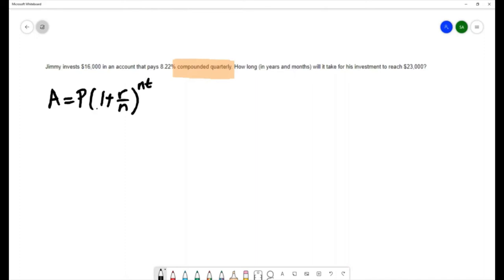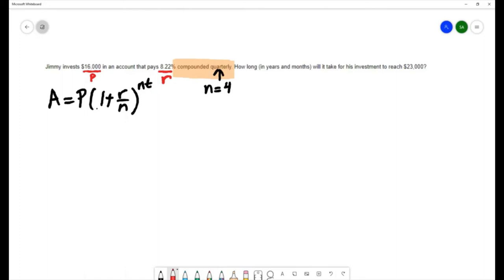The reason I know to use this formula is because compounded quarterly tells us the value of n to be 4. n is the number of times interest is compounded in 1 year. We have some other pieces of information in the problem. Jimmy invests $16,000, and that is P, our principal, or our initial investment. The account has an interest rate of 8.22%, and that is r, the annual interest rate.